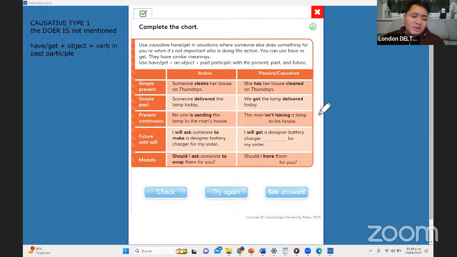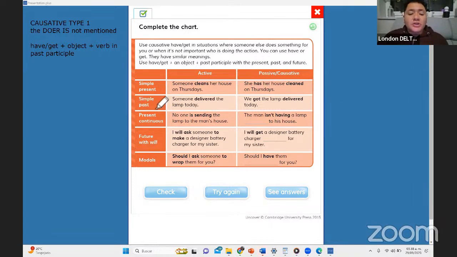So we got the lamp delivered today. Esto es como decir, nosotros mandamos a traer la lámpara hoy, que nos entregaran la lámpara hoy. Okay, very well. So let's see.